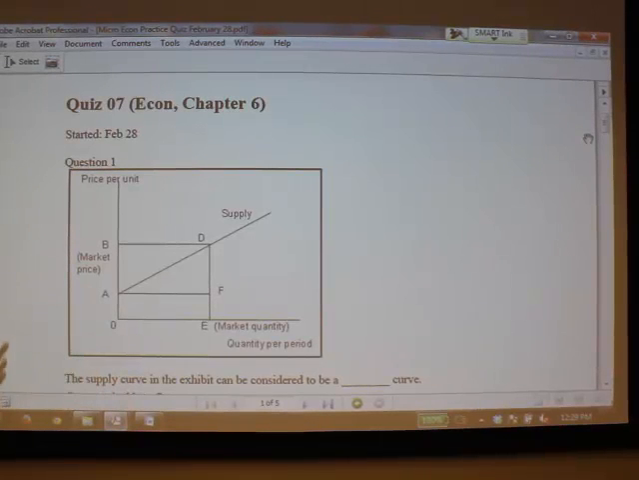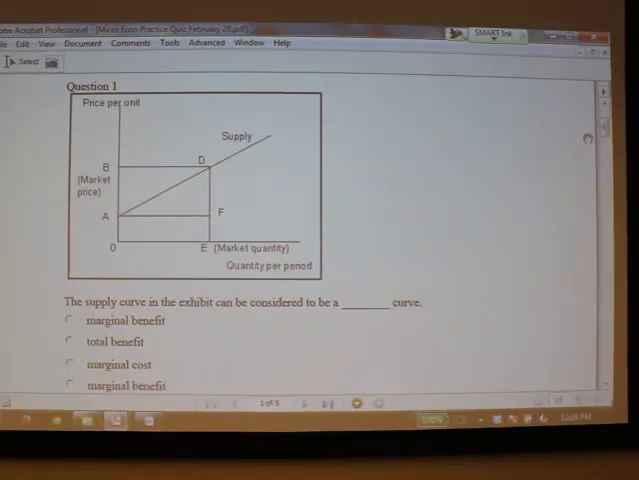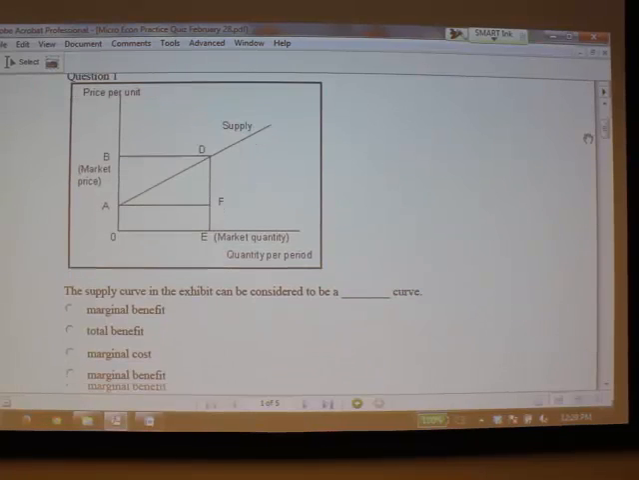Okay, so this is the Chapter 6 quiz. And the first question refers to this exhibit and asks, the supply curve can be considered to be a... Everyone got marginal cost, I believe, right? Good.